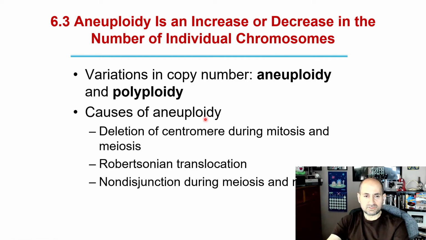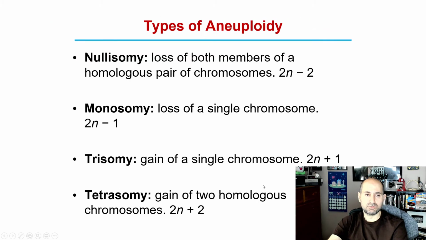So what are the causes of aneuploidy? How could you end up with an extra chromosome? There are three main ways. Deletion of a centromere, like if you delete a centromere during a chromosomal rearrangement. Robertsonian translocation, remember that short nubby chromosome that results during a Robertsonian translocation, that could be lost. Or nondisjunction, this is actually quite common, nondisjunction during meiosis or mitosis. That's how you could end up with aneuploidy.